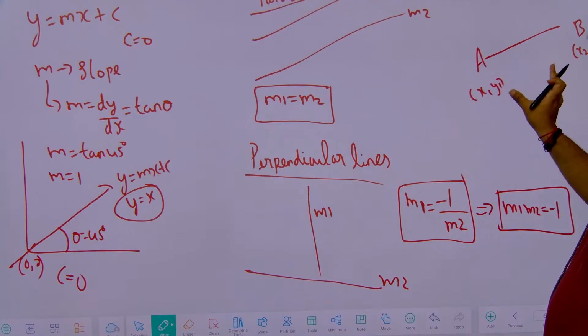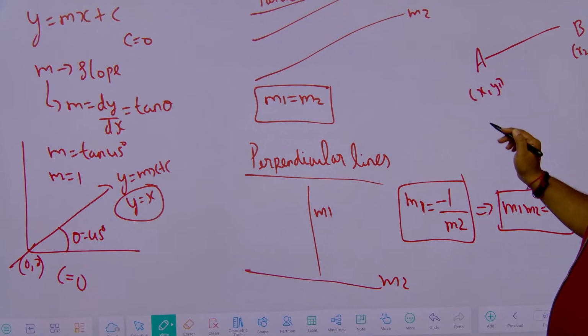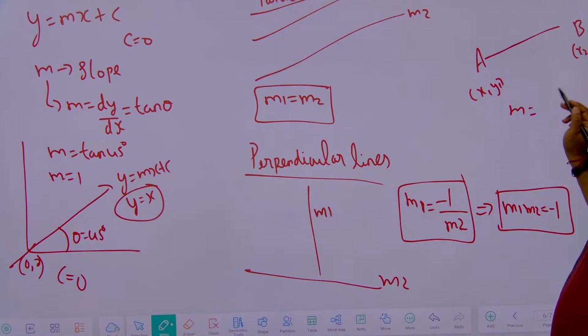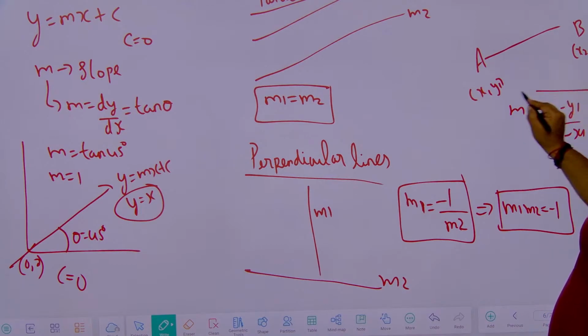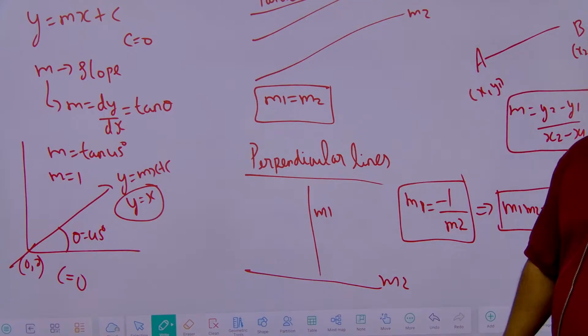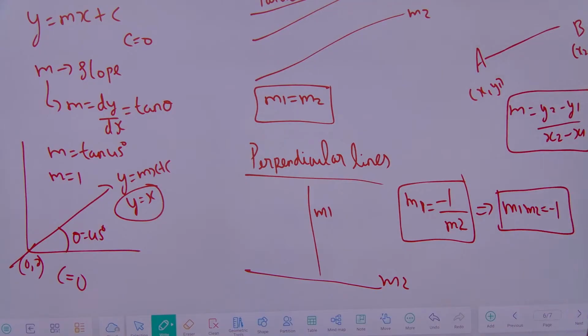But now if they give only 2 points, how to find the slope? Slope is given by, always take the y coordinates in the numerator: y2 minus y1 by x2 minus x1. That's all is the slope. If they give 2 points A and B, they will not give the distance, they will give only the coordinates of A and coordinates of B. That time the slope is nothing but y2 minus y1 by x2 minus x1.